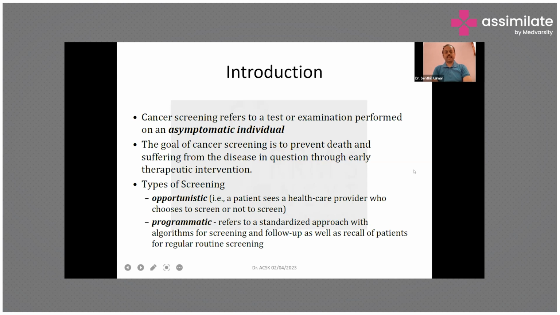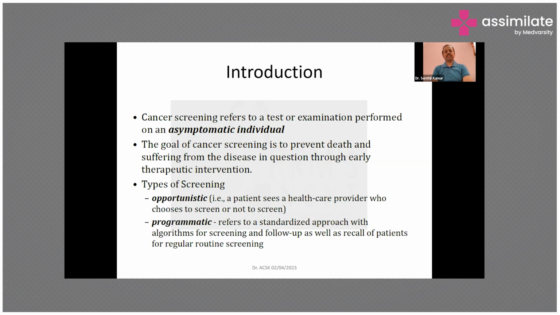The goal of cancer screening is to prevent death and suffering from the disease in question through some early therapeutic intervention. So the idea is you should have a disease which is screenable, where by doing the screening, we should find the disease at an early stage or do something so that you can prevent the death or morbidity. So this is the idea of why we do the screening. There is no point in screening and finding a disease where you have no treatment, or where treating doesn't give any advantage to the patient. So this is the important thing that you have to understand.